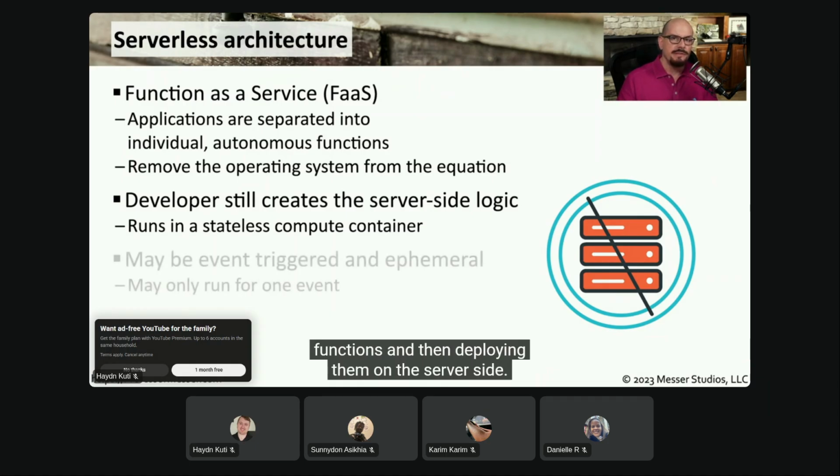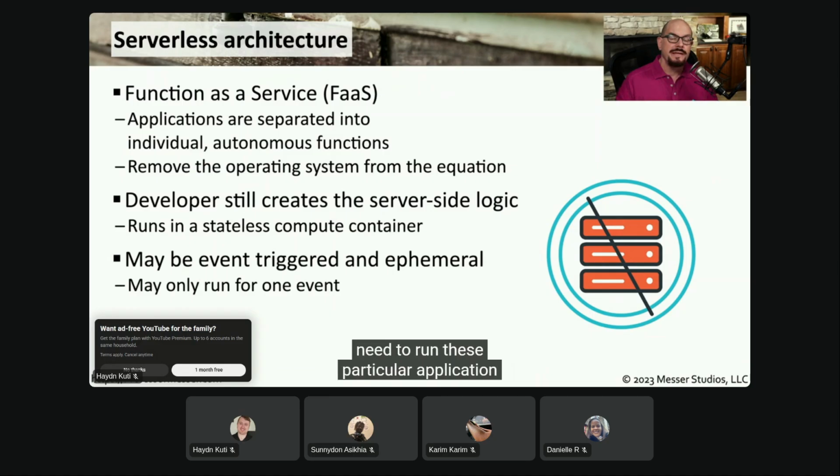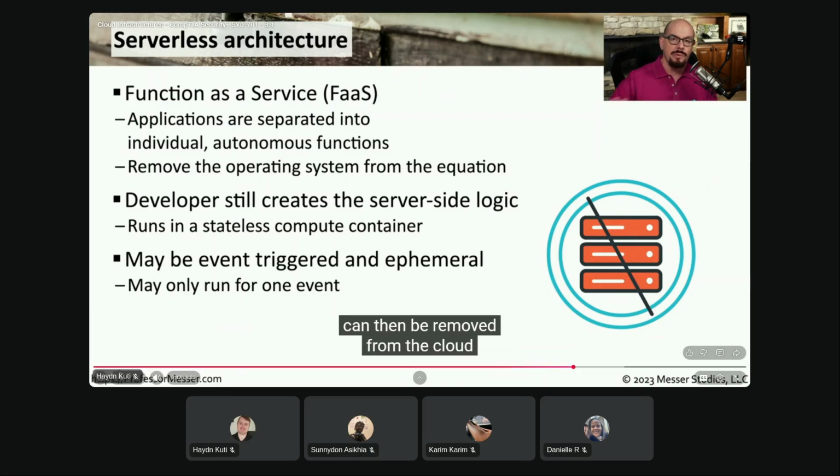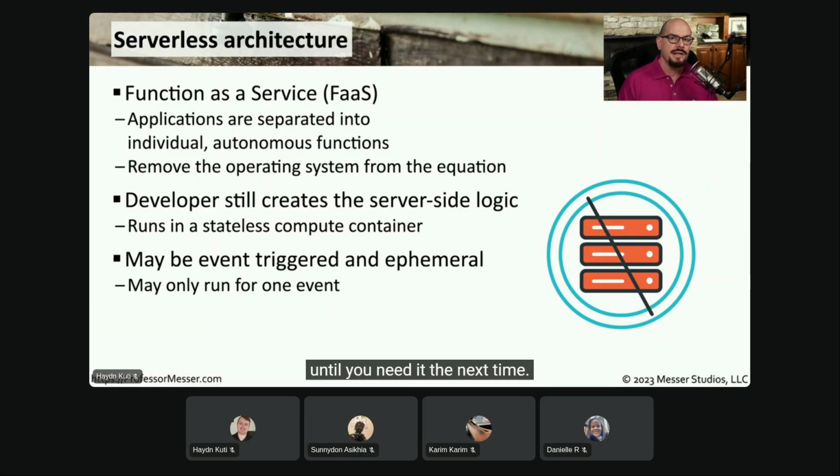the server side. This also means that you would only need to run these particular application functions when they're needed. This also saves time and money, especially on a public cloud-based infrastructure. If the application needs to access a particular function, it can be built in real time in the cloud. That function can then be referenced for the application. And if it's no longer necessary to continue to run that compute container, it can then be removed from the cloud until you need it the next time.